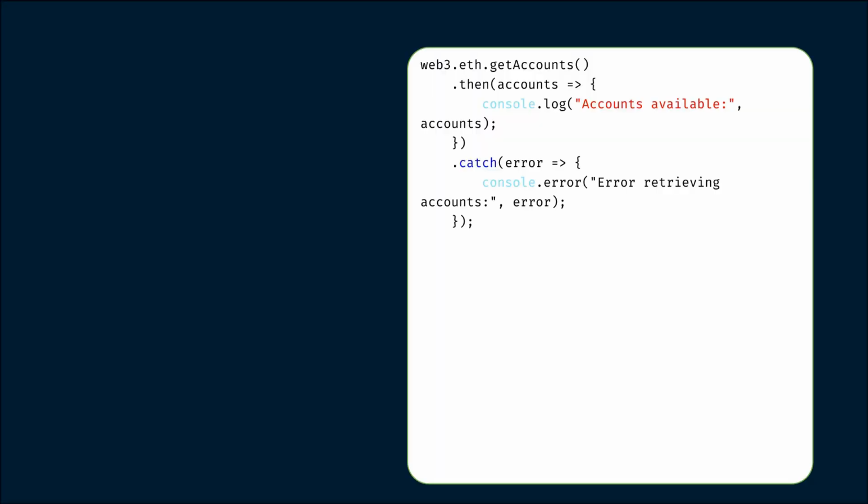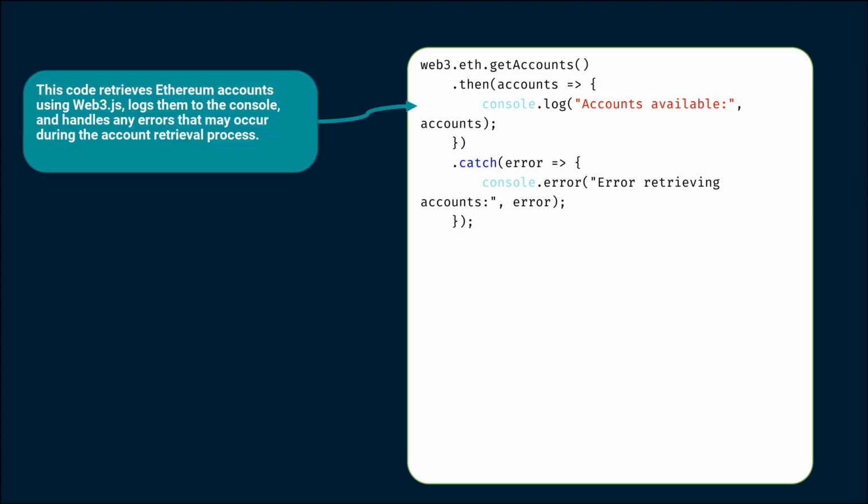Now let's take a look at how we can retrieve and display the accounts associated with our Ethereum node. We begin by invoking the getAccounts method from the Web3 library, which returns a promise containing an array of accounts. Once the promise resolves, we handle the retrieved accounts by logging them to the console with a clear message indicating that these accounts are available.